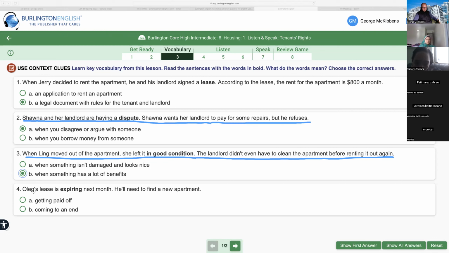Oleg's lease is expiring. Oleg's lease is expiring next month. He'll need to find a new apartment. So expiring in this context means what? A or B? It's B.